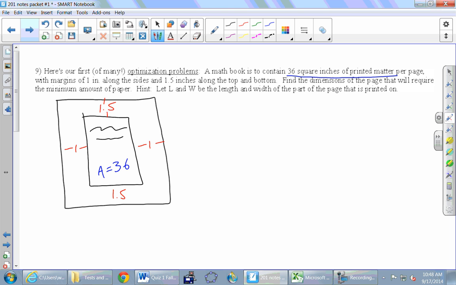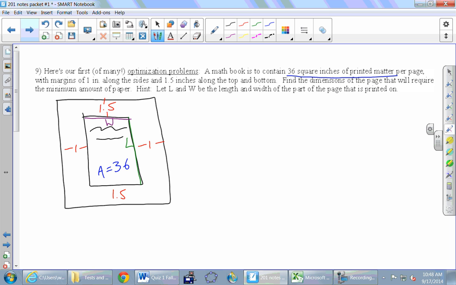And then finally, the hint here is to let L and W be the length and the width of the part of the page that's printed on. Again, is that the whole thing or the inner? Inner. So we got an L, which I'll call this side right here. And then a W for the other side. Translating all of that to this picture is a big part of the problem. So really take your time as you set up the picture. Questions on the picture?